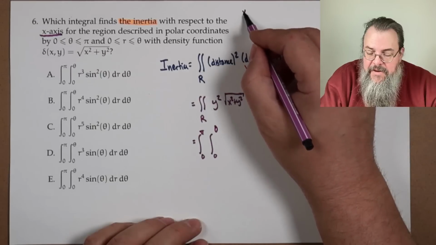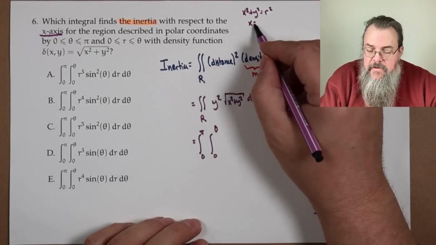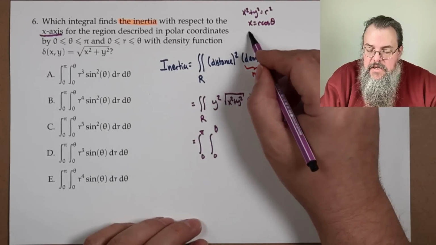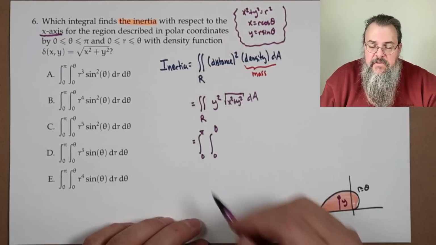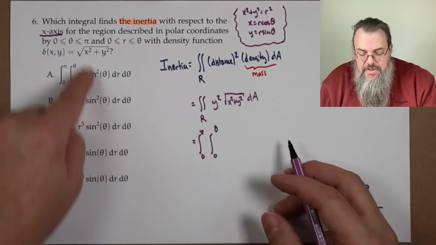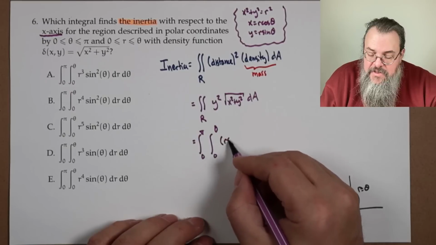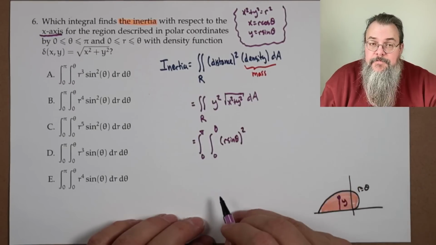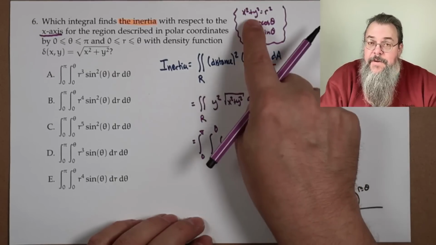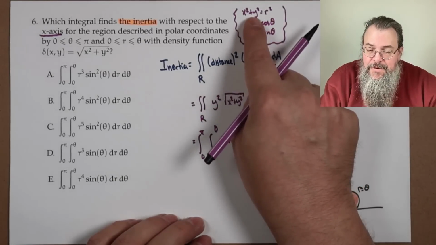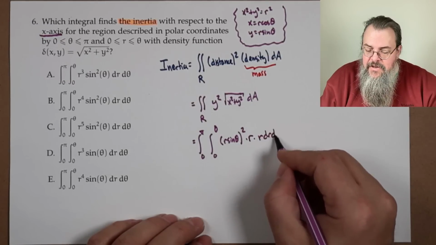Now, in polar, what is x? Well, remember we have our basic facts. x squared plus y squared equals r squared. x is r cosine theta, and y is r sine theta. So y will be r sine theta, so it's (r sine theta) squared. The square root of x squared plus y squared, well, that's r, right? If x squared plus y squared is r squared, the square root of x squared plus y squared is r. And dA, that is r dr d theta.